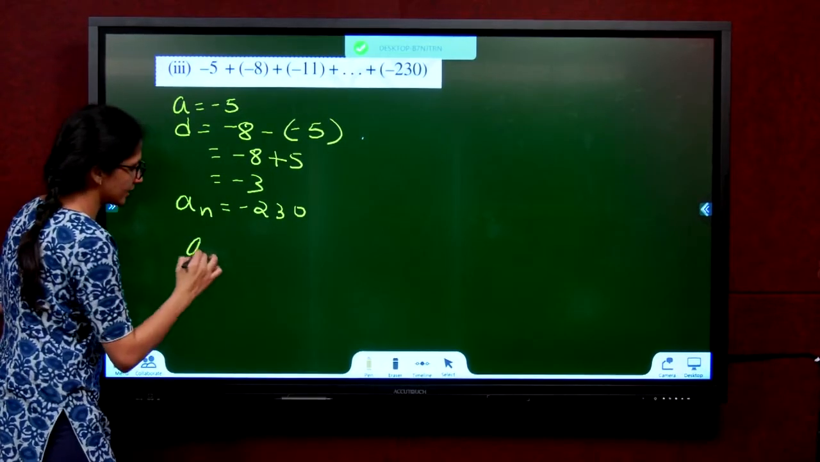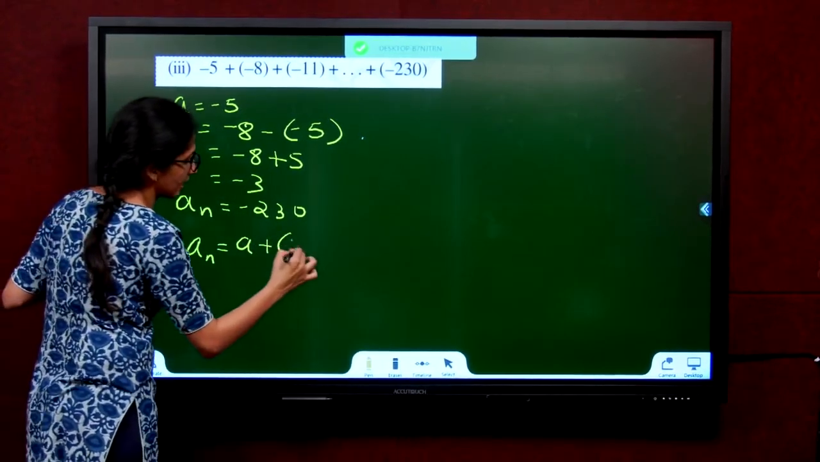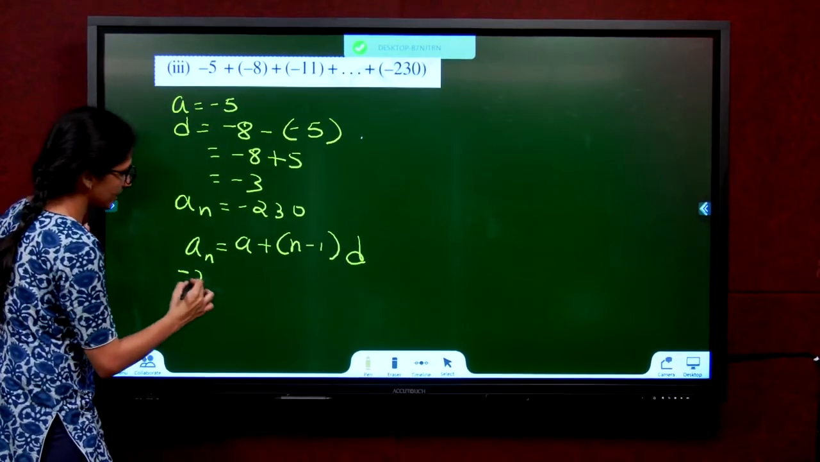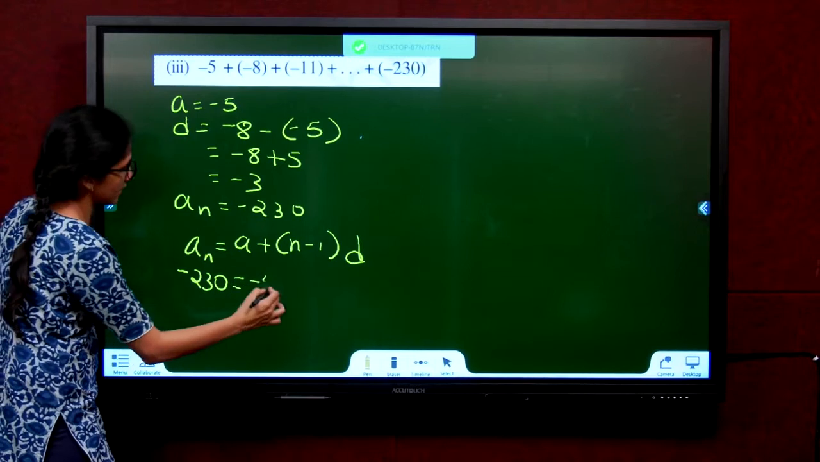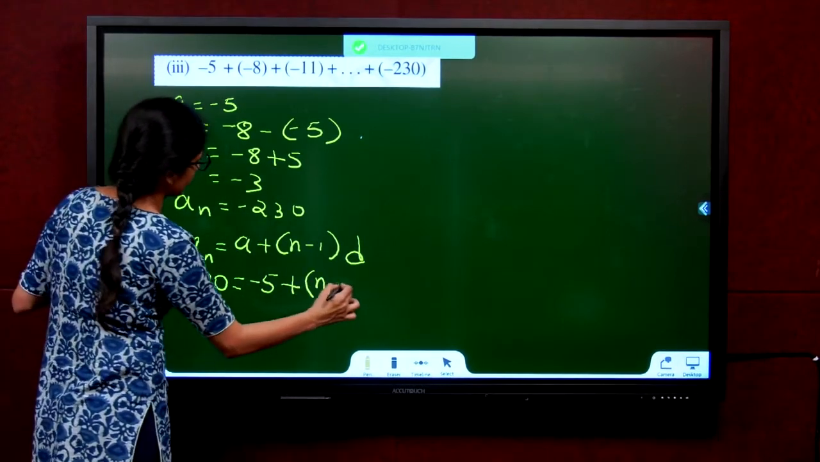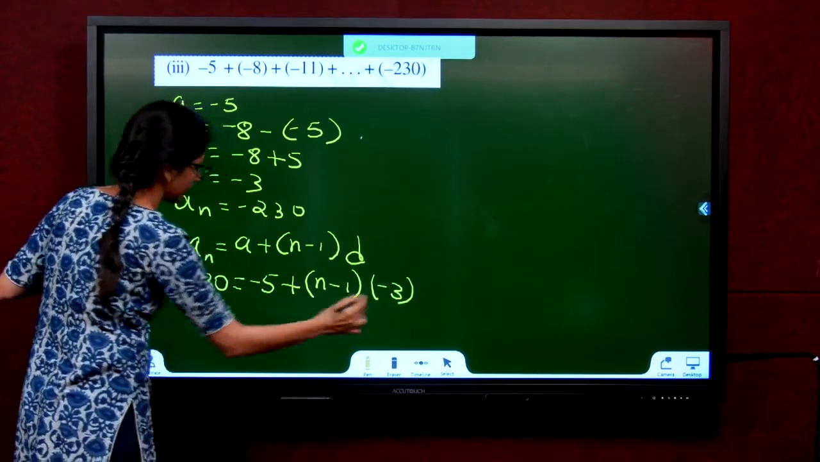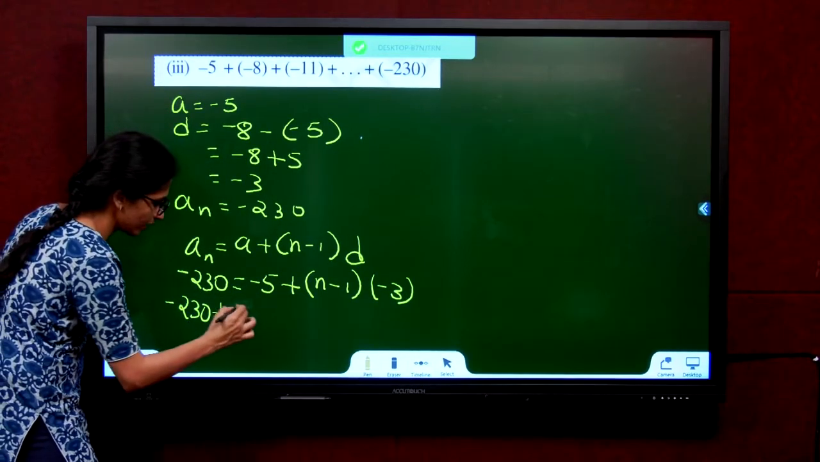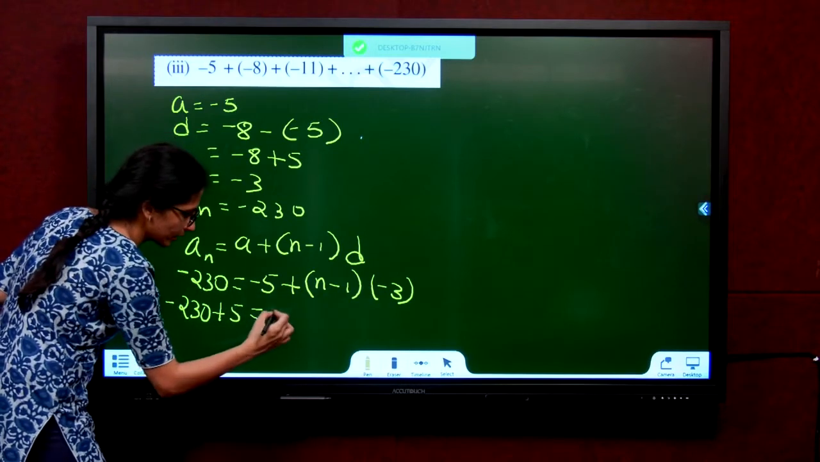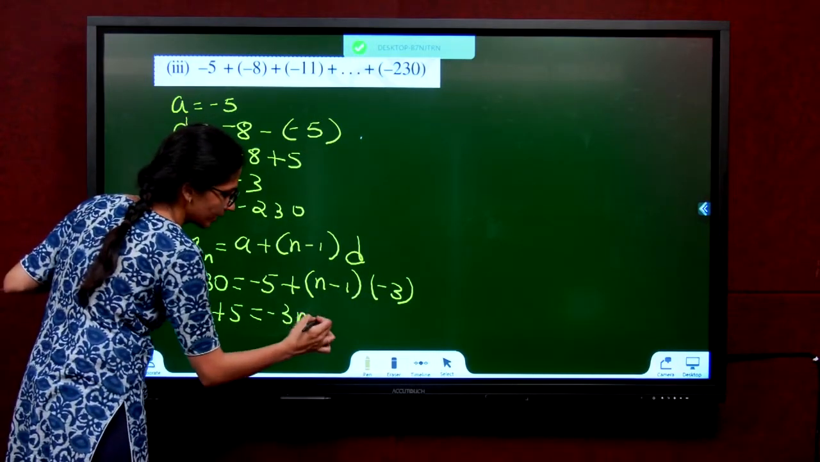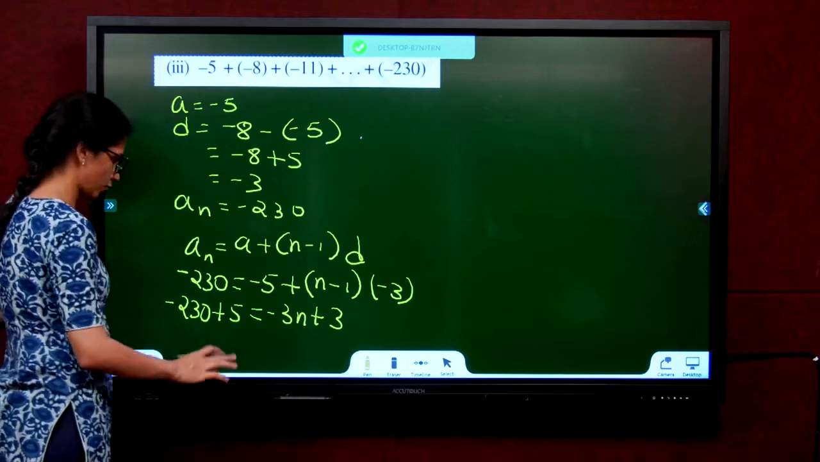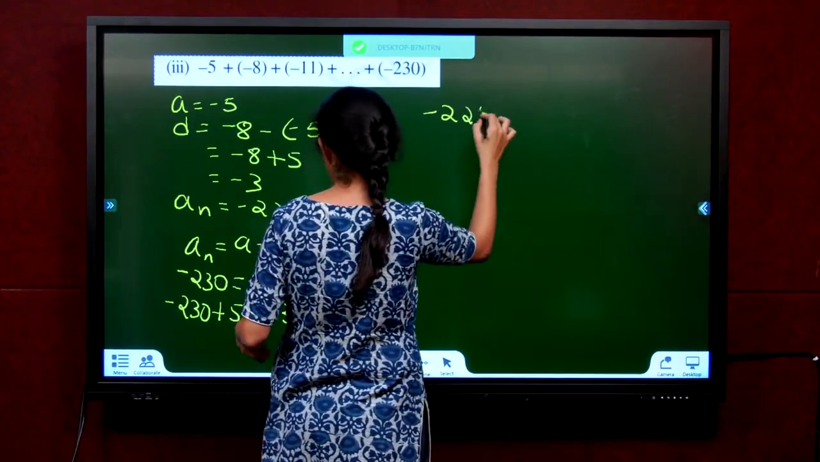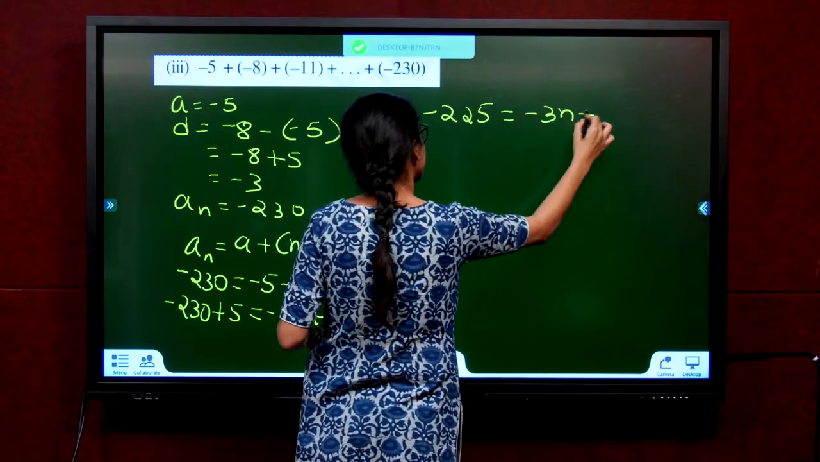So first you need n. An is equal to A plus n minus 1 into d, to find the value of n. An is minus 230, A is minus 5, plus n minus 1 into d, which is minus 3. I will send the minus 5 this side. Minus 230 plus 5 is equal to minus 3 into n minus 1, so minus 3n plus 3. Any doubts? I hope not. Now minus 230 plus 5, minus 225, is equal to minus 3n plus 3.